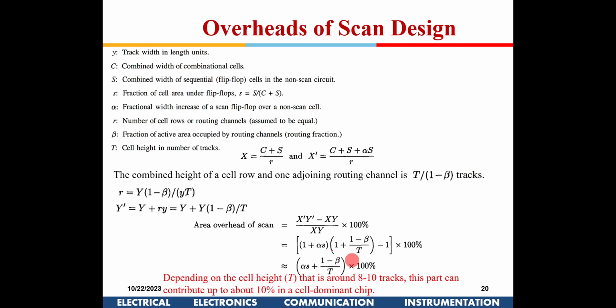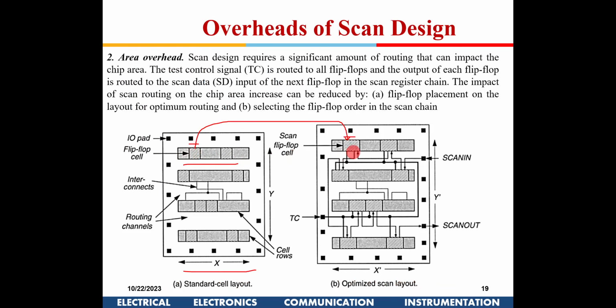Now this is a small mathematics given here, so it's not important from your exam point of view. But let's just try and see what the area penalty is. So x, it says, is (c plus s) divided by r. c is the width of the combinational part and s is the width of the flip-flop. If I go back here, c is this width, the combinational width, and s is the width of the normal flip-flop, this width.